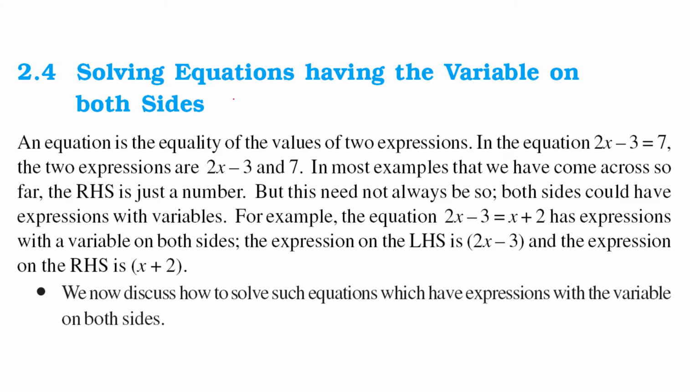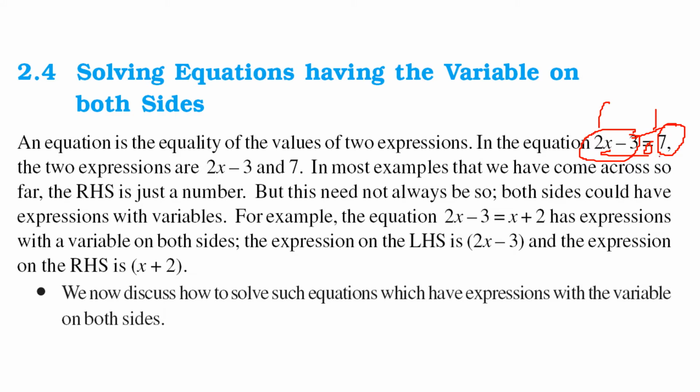Solving equations having the variable on both sides. So, we have this kind of equation, we have an equality sign, left hand side, right hand side. So we have two expressions actually here. 2x minus 3 is one expression, 7 is another expression, right? Here in this case, this 7 is just a number, which is a constant number, you can say.